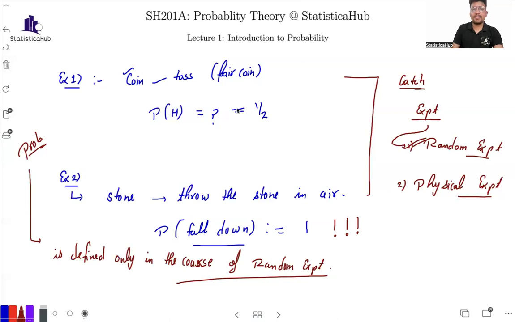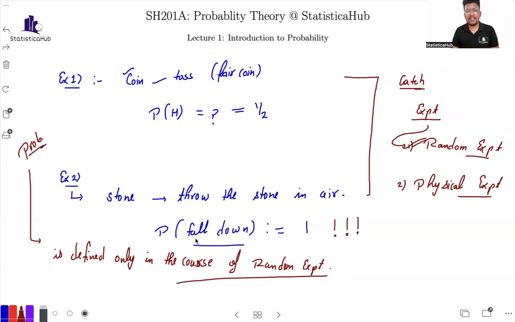Like in this first example, you can say this is some random experiment. I will explain what the meaning of random experiment is in the next slide. But assume that this is some experiment that is slightly different from this one. Like if I toss up the coin, then I know that there will be some outcome. It can be head or tail. Okay, and that is random.